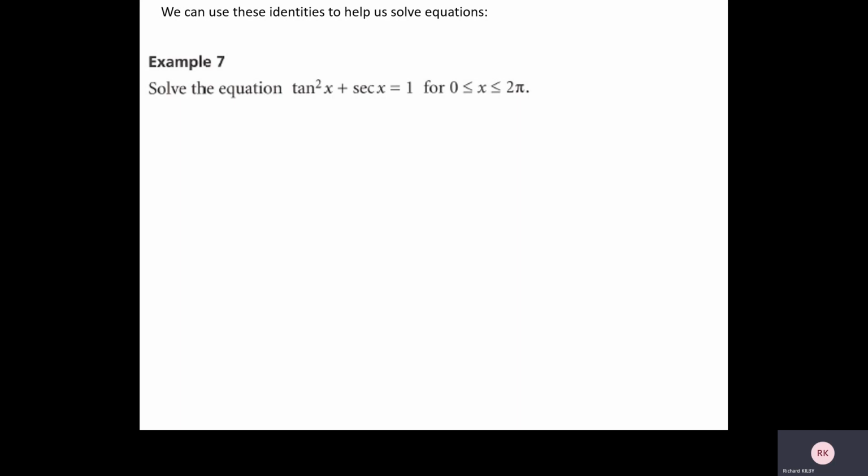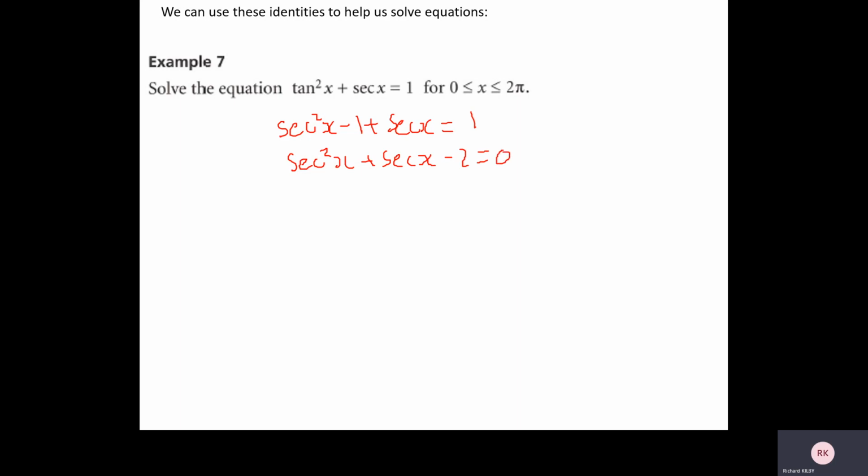Right. So let's go through this one then. What we're going to do, like I said before, is a little substitution. We know that tan squared is sec squared x take 1, plus sec x equals 1. I've frozen it, haven't I? Sorry, I'm always doing that. So if I neaten that up, I get sec squared x plus sec x minus 2 equals 0. And then we can factorize that.